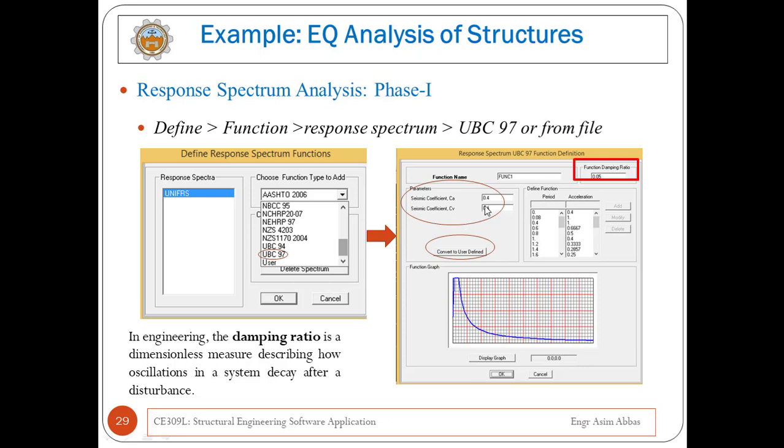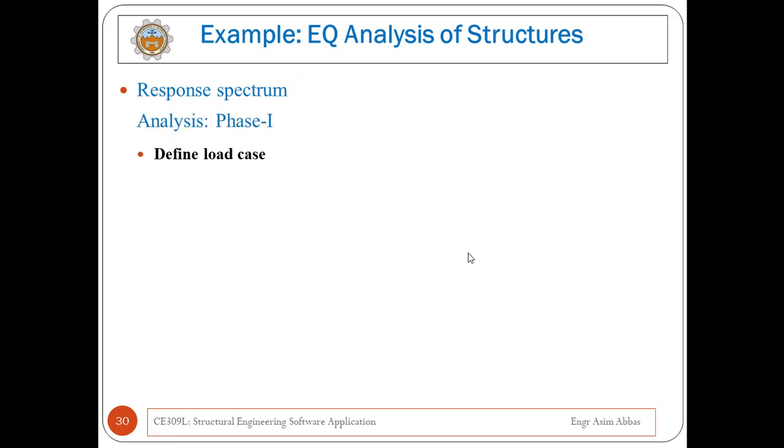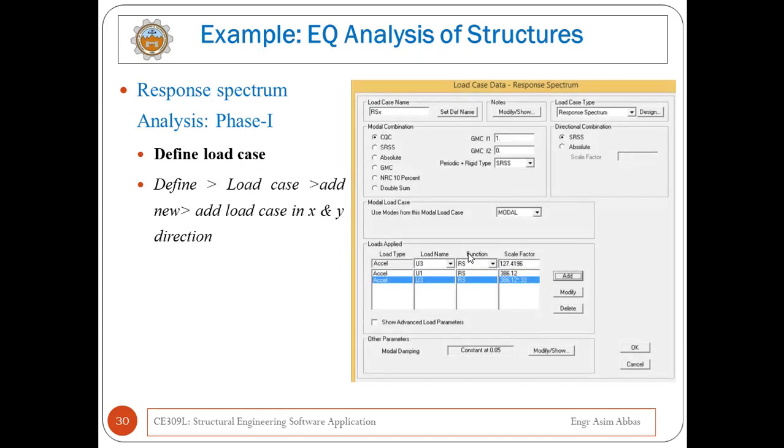The obtained Ca and Cv values are 0.4, 0.4. So this will develop a response spectrum. Here are the response spectrum entries, in the form of period and acceleration. Similarly, if you change the Ca and Cv values, the function graph will change accordingly. You can also convert it to user defined. The function is defined. The next step is to define load cases for the response spectrum function along x and y direction.